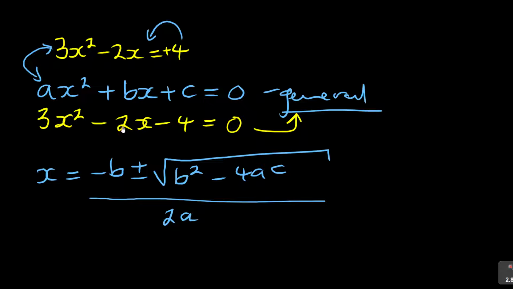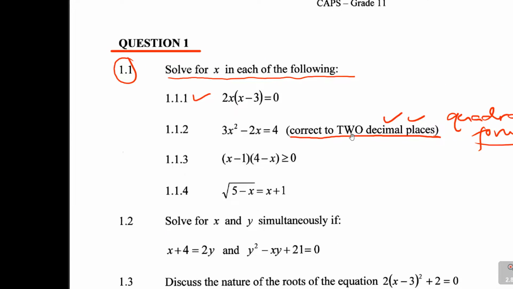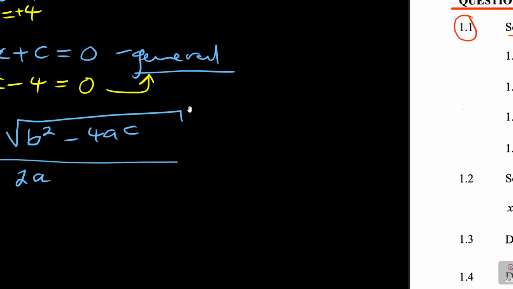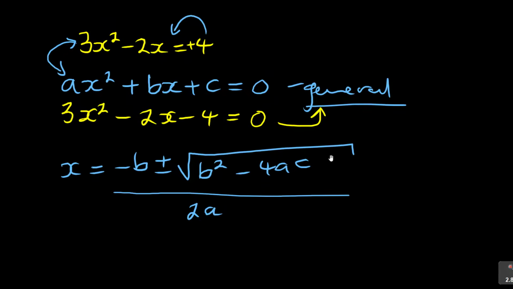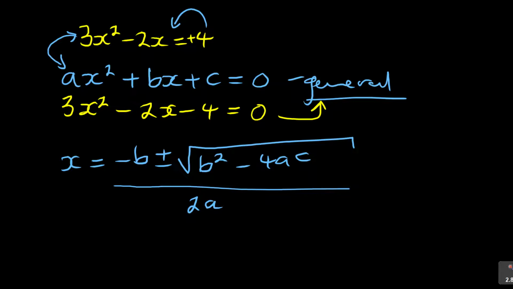The moment they say correct to 2 decimal places, just know the easier one, or what they are actually requiring from you, is to quote this quadratic formula. That's the main reason why they are doing that. Now why then the quadratic formula?